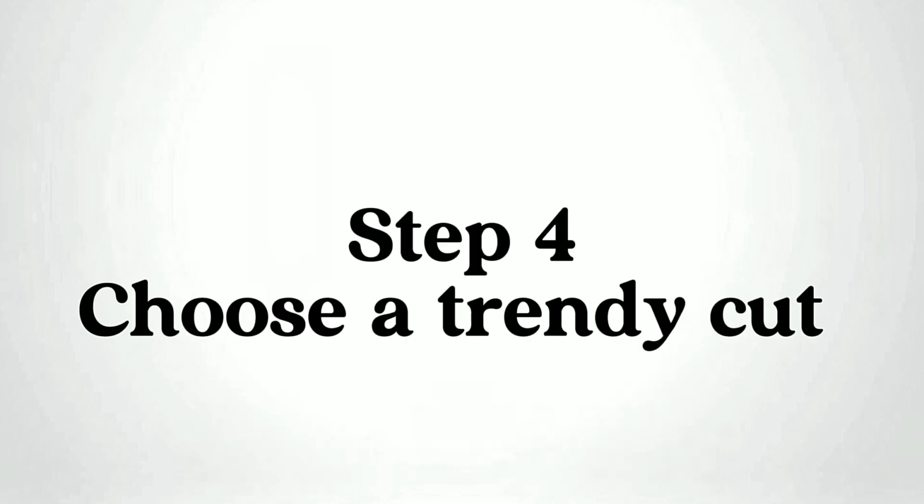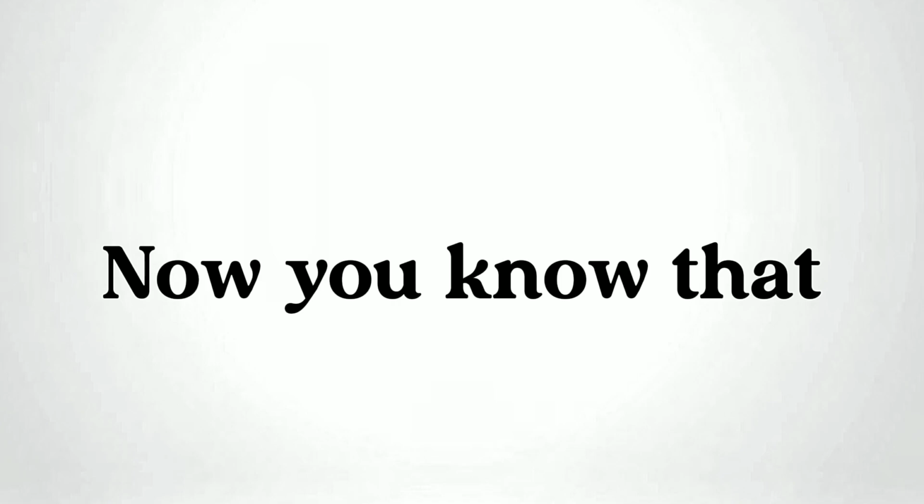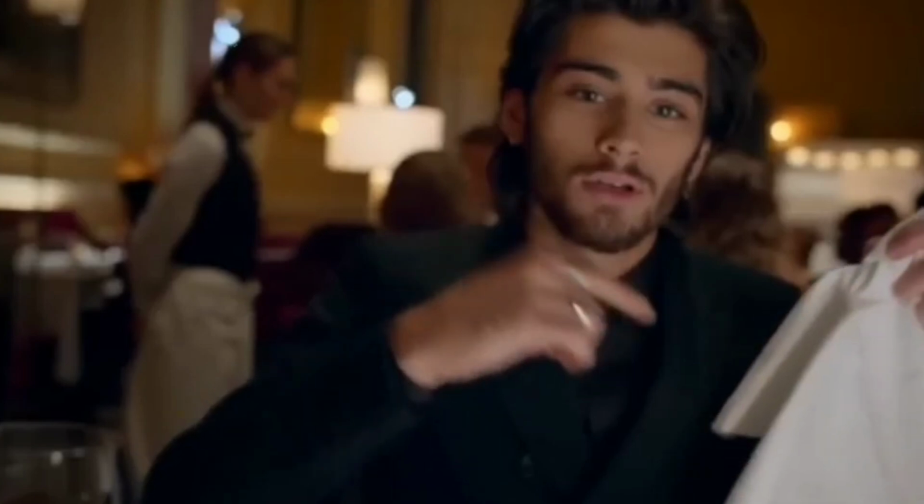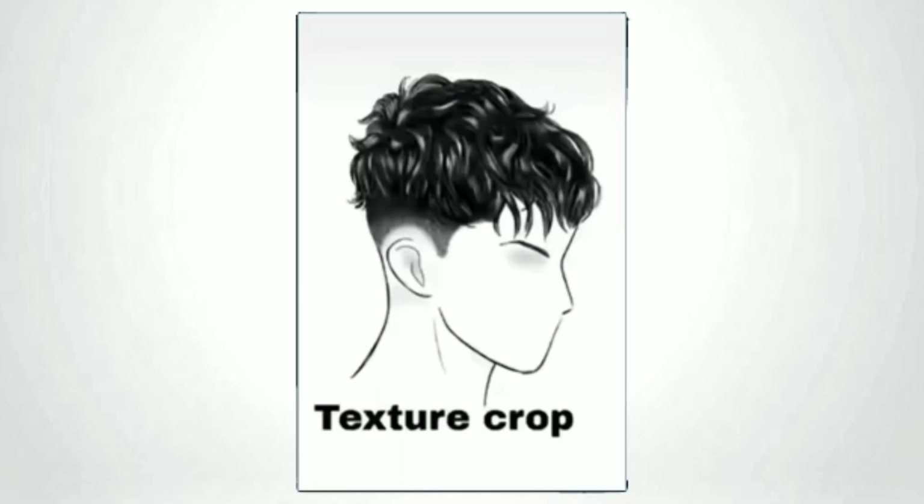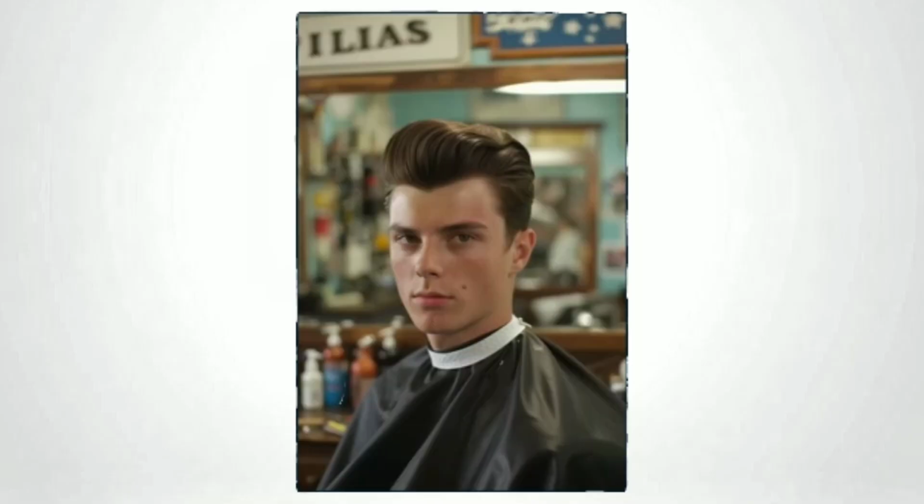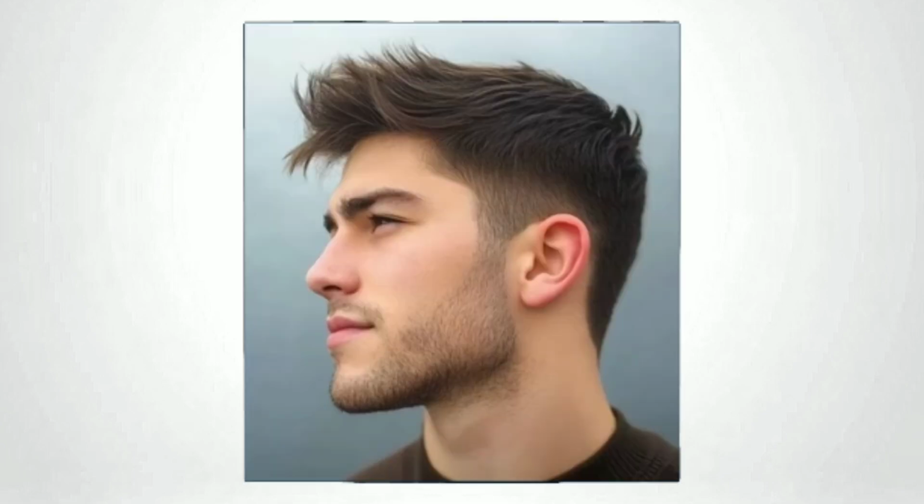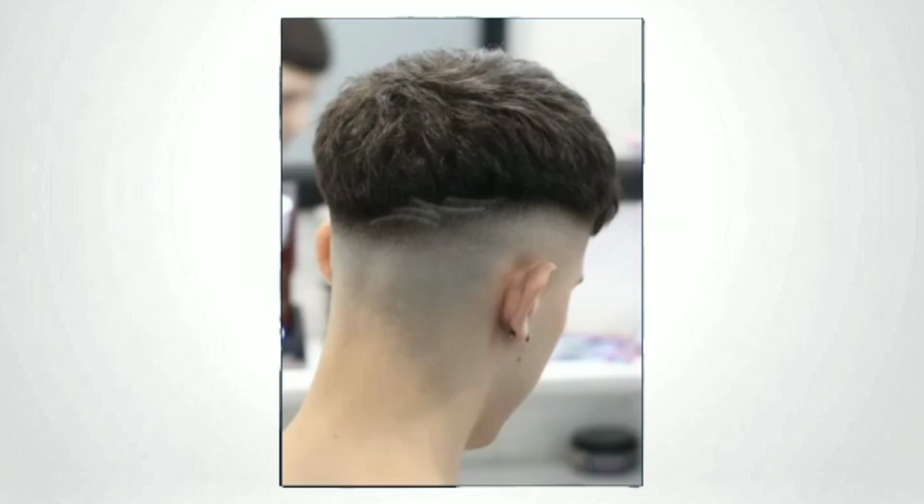Step 4. Choose a trendy cut. Now that you know your shape, hair type, and facial thirds, you can pick a style that's safe and stylish. Oval faces can try almost anything textured: crop, slick back, or classic pompadour. Square faces look great with a low fade and side part, or even a buzz cut to show the jaw. Round faces need height on top and tight sides, like a quiff or high fade.